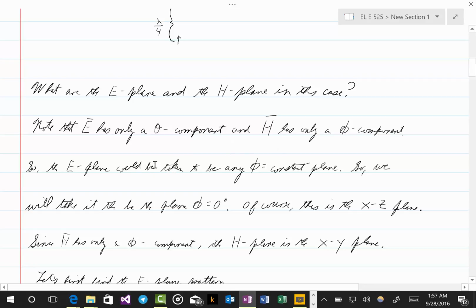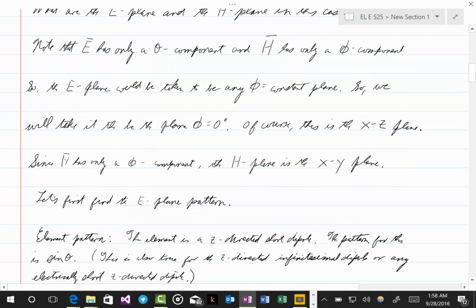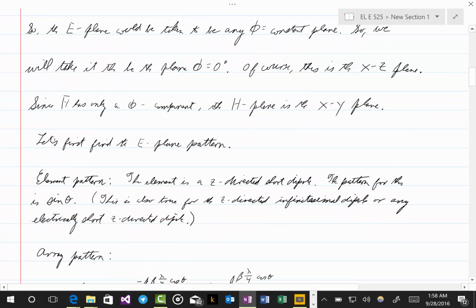And so the E-plane can be taken to be any phi equals constant plane, so we will take it to be the plane phi equals 0, which is, of course, the XZ plane. And since H has only a phi component, the H plane is the XY plane. So let's find the pattern in the E plane first, the XZ plane, and then we'll go for the H plane pattern.